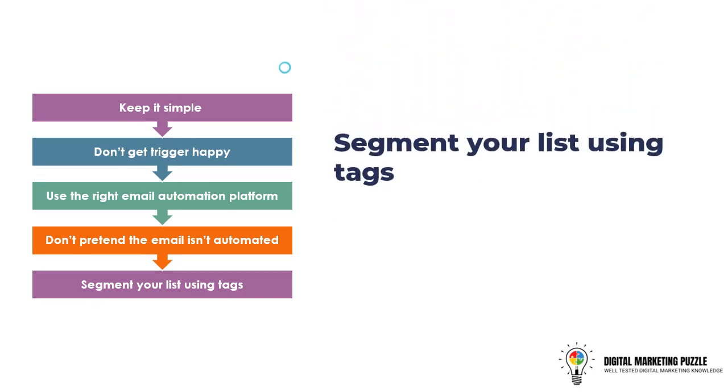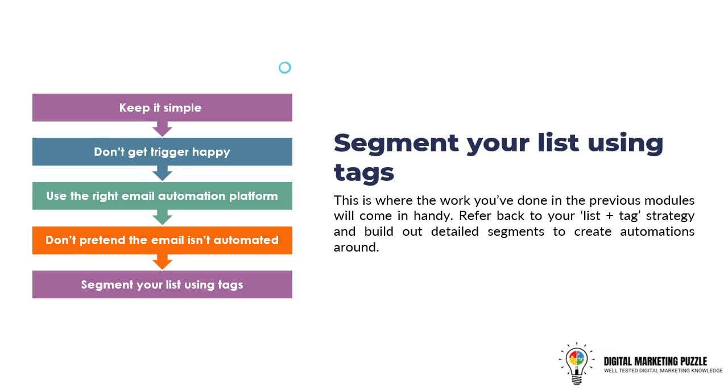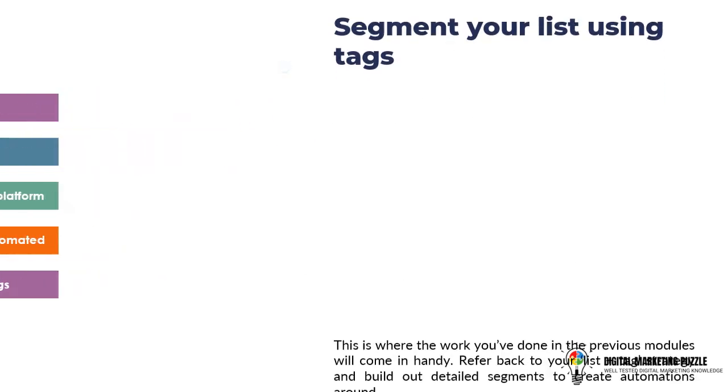Segment your list using tags. This is where the work you've done in the previous modules will come in handy. Refer back to your list plus tag strategy and build out detailed segments to create automations around. Triggered automations will simplify your marketing and generate higher quality leads. In the next lesson, you'll choose an automation and learn how to map it out.